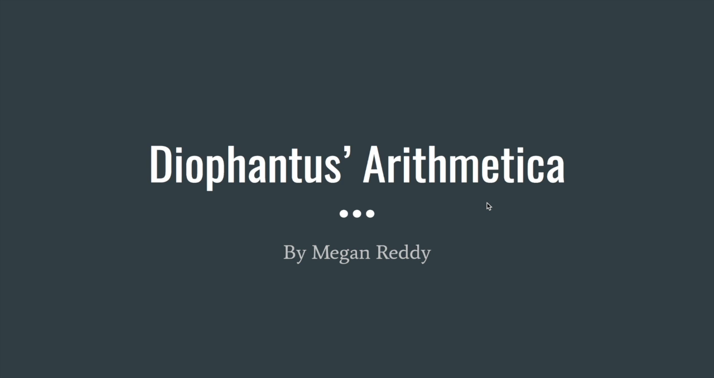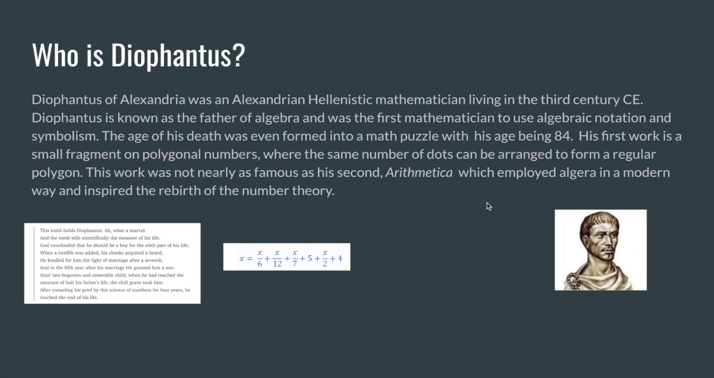Interesting math project. I chose Diophantus's Arithmetica. So basically, we're going to start out with who he was. He's from Alexandria, and he's basically the mathematician in the third century. No one really knows much information about him. We can't find much about his age or the time he lived, his family.